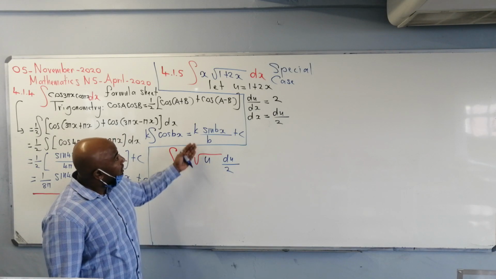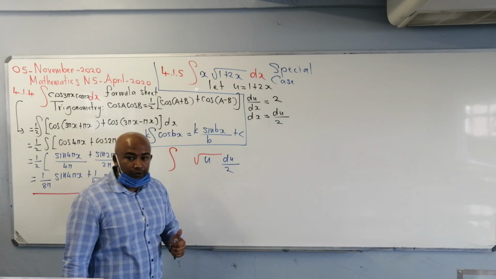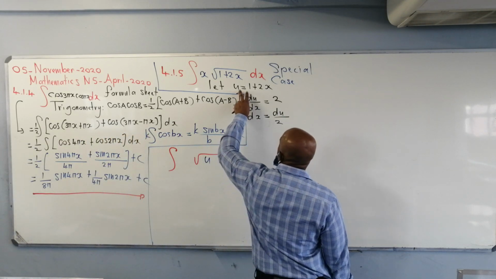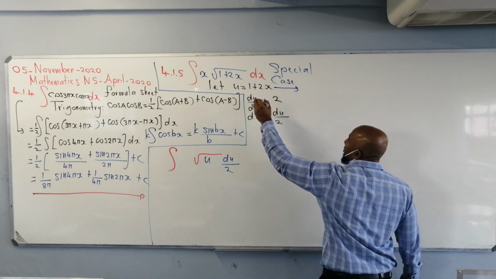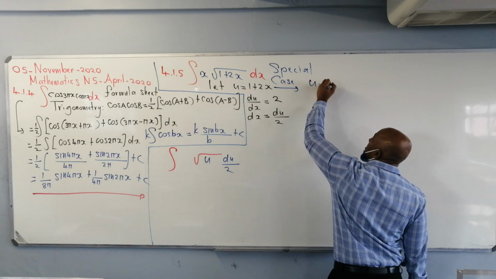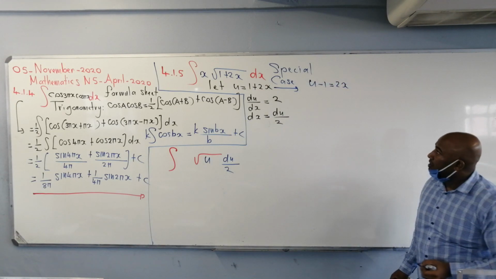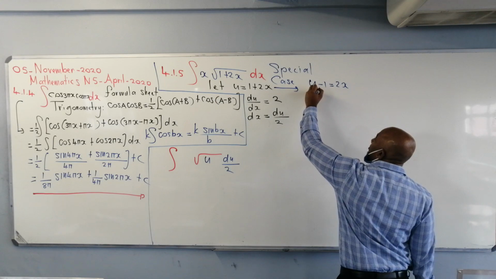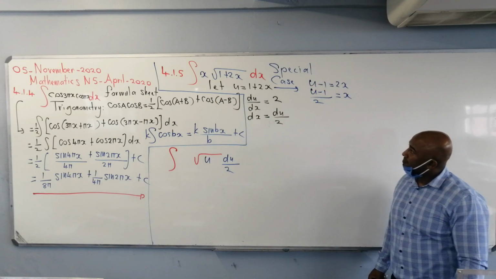So what do we do? We need to get x also in terms of u. So we go back. Remember, u was equal to 1 plus 2x. So, u minus 1 is equal to 2x. Can you see that? So, therefore, u minus 1 over 2 is equal to x.